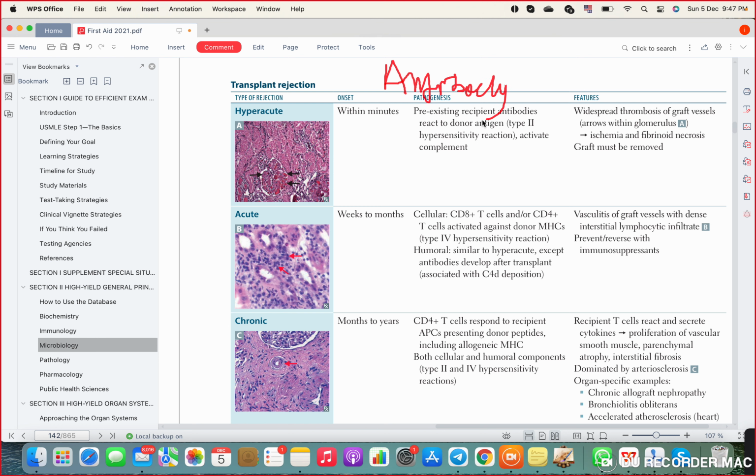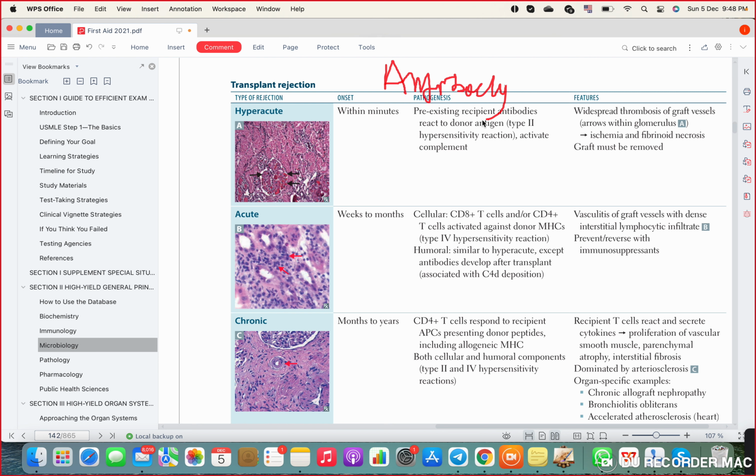For example, if you have a patient that you put a new kidney in, the moment you put the kidney in, it just becomes mottled and destroyed. Which type of problem does he have? Hyperacute, because he has preformed antibodies against it. Excellent, that is correct.